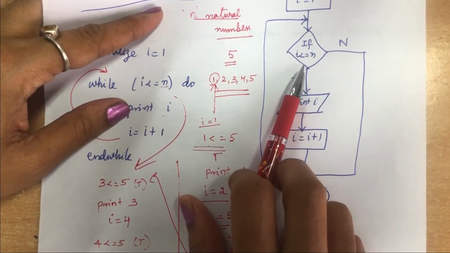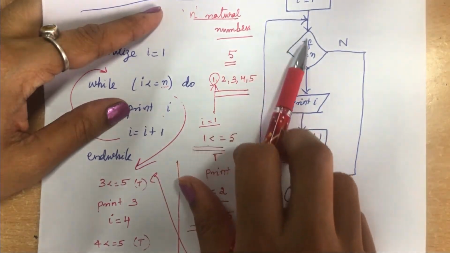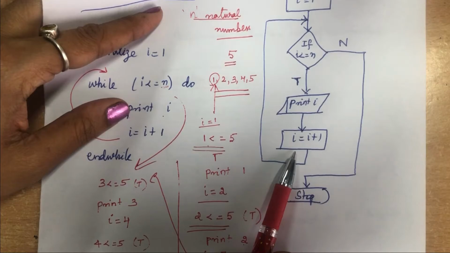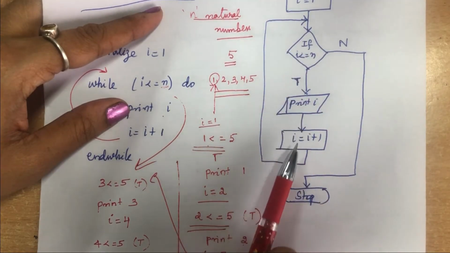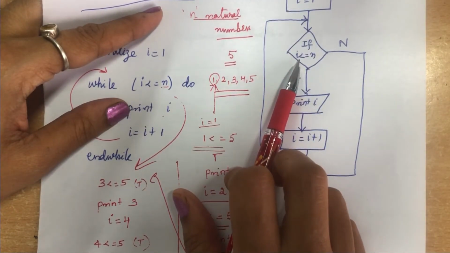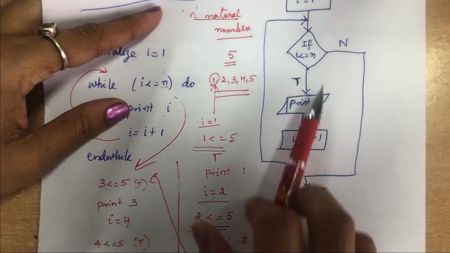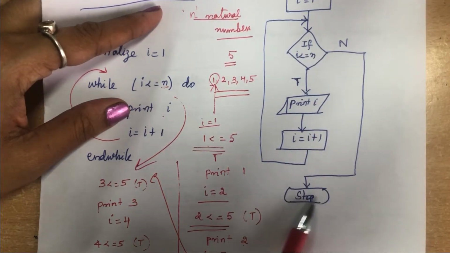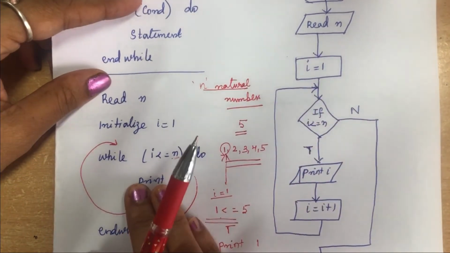First time I will be 1, and it gets incremented. I will get 2. Again it goes for checking the condition, 2, it will print 2. Then I becomes 3. It goes here, checks the condition, 3, again it will print 3, I becomes 4, and it goes again and again. Once I becomes 6, the condition becomes false, it comes outside the loop and goes for stopping the flowchart. This is the flowchart for the while statement.